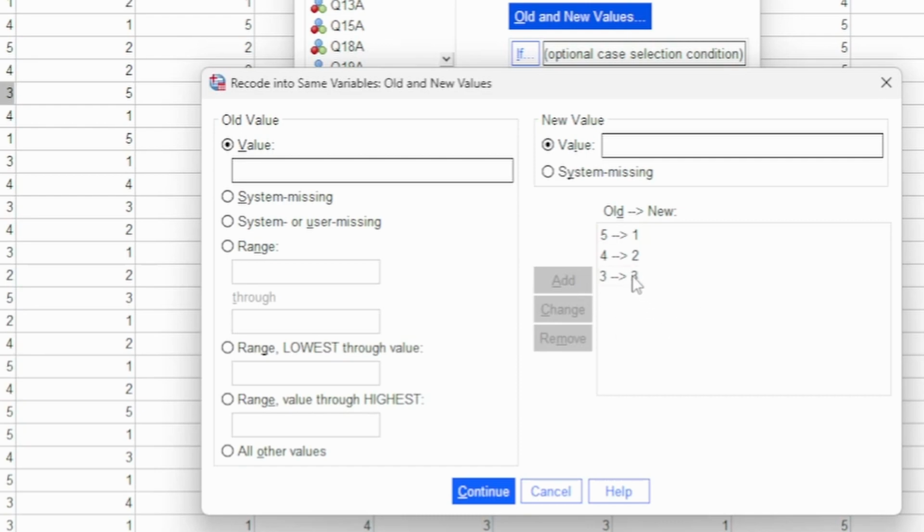Otherwise, everything that's coded as 3 will be missing data. So don't forget about that. So 2 will become 4, and then 1 will become 5. Right? So you can see, double check here. So 5, 4, 3, 2, 1, 1, 2, 3, 4, 5. That's how it's done. They are reverse coded.